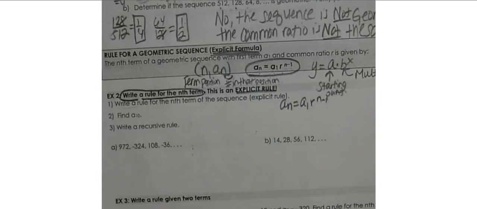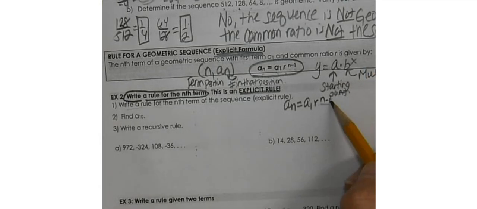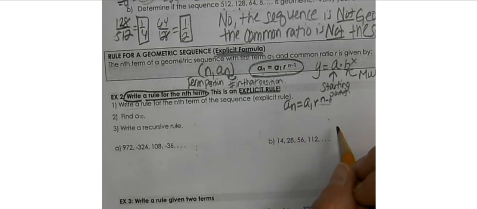So for example number 2, we want to write a rule for the nth term. Whenever you see that language, write a rule for the nth term, I'm asking you to write an explicit rule. So our explicit rule, once again, is going to be written in the form of a sub n is equal to a sub 1 times r to the n minus 1 power. You want to make sure that it doesn't look like the minus 1 is down on the same line with the other terms. So just be careful whenever you write your numbers.